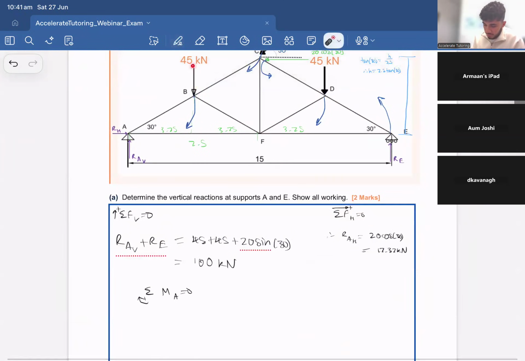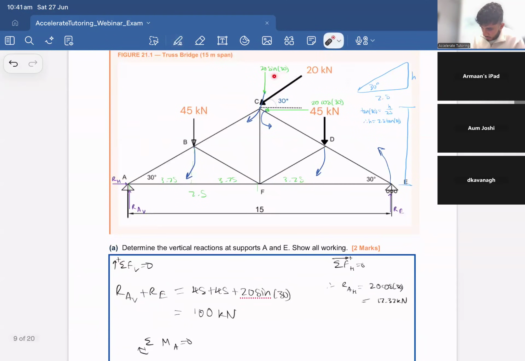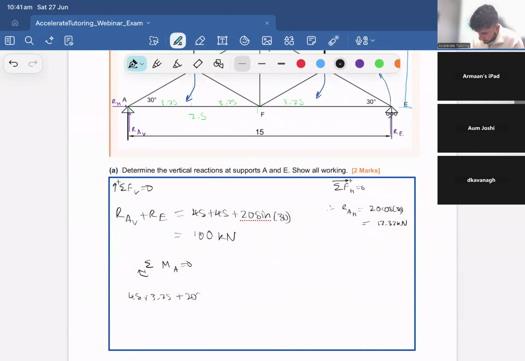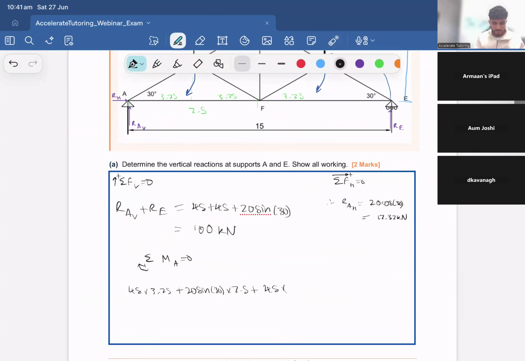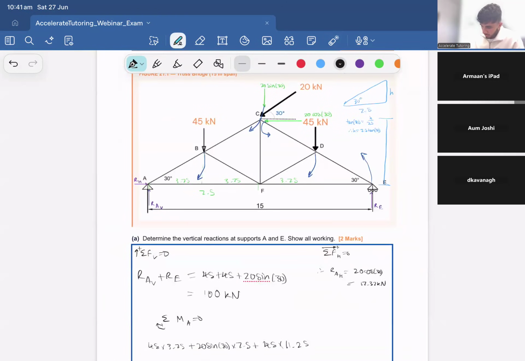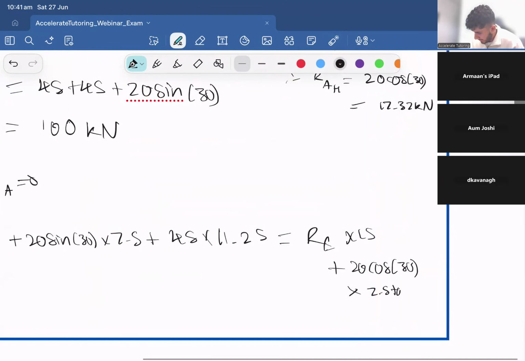Let's start with the closest force, 45. So 45 times 3.75 plus 20 sine 30 times 7.5 plus 45 times 3.75 plus 7.5. That is correct. So let me just double check. Yep, 11.25. Any other clockwise? Nope, just those three is equal to RE times 15 plus R20 cos 30 times the height, which was 7.5 tan 30.